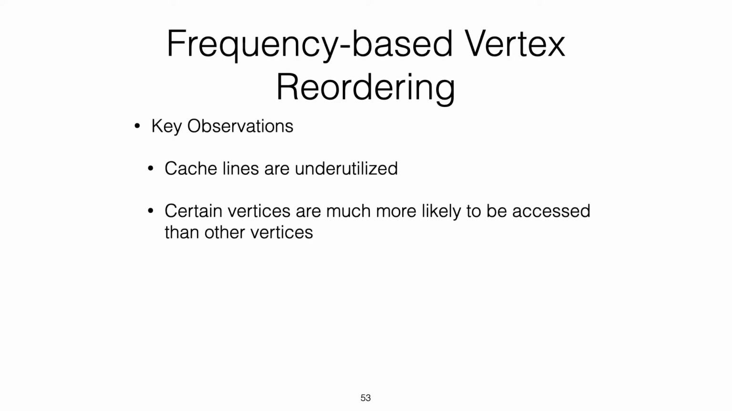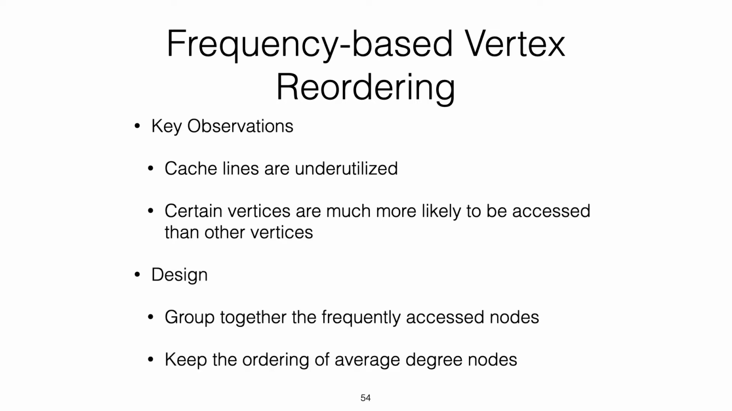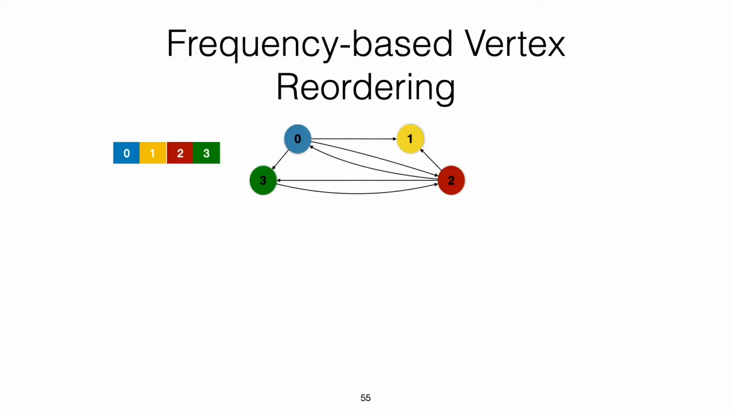Let's first talk about this technique. It's what we call frequency-based vertex reordering. The observation is that cache lines are way underutilized, but certain vertices have a much higher likelihood of access than others. If you can keep these in the cache, then you can get much higher cache utilization. So our design is to group together frequently accessed nodes and keep the ordering for the average-degree nodes. This is what we call frequency-based vertex reordering.